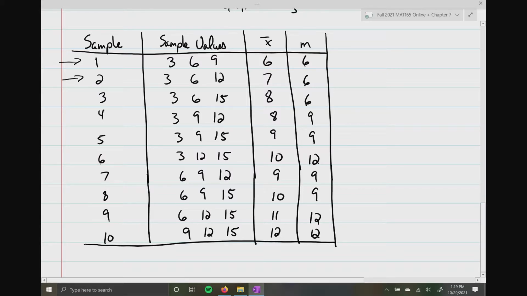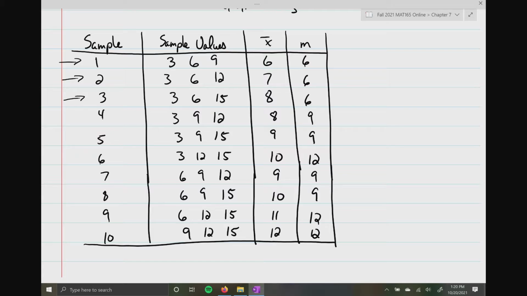So that second sample, the random numbers are 3, 6, and 12. When you find the mean for 3, 6, and 12, that answer is 7. And then the median is going to be 6. For the third sample, the random numbers selected are 3, 6, 15. When you average them, you get an 8. The median is 6. And I did that for every single combination of sample values that I can get. Okay? Now, here is the most amazing part about this.